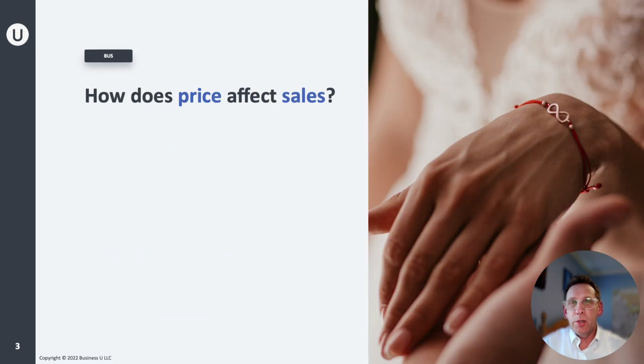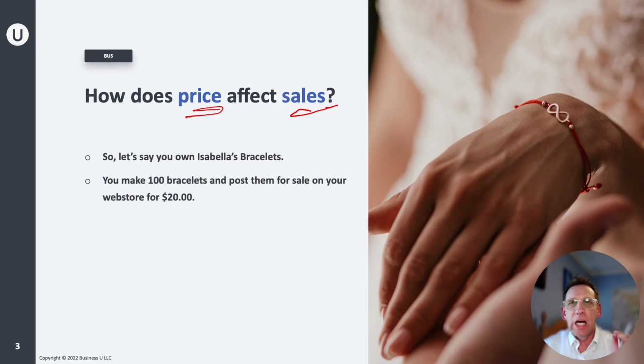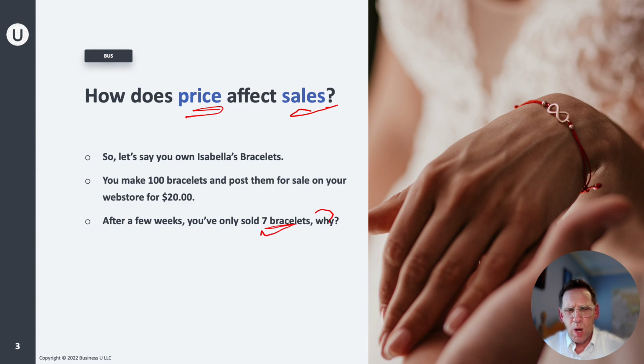So really, when it comes down to it, how does price affect sales? Let's say you own Isabella's bracelets. You make 100 bracelets and you post them for sale on your web store for $20 a piece. Well, after a few weeks, you've only sold 7. Huh? Why are they not selling?